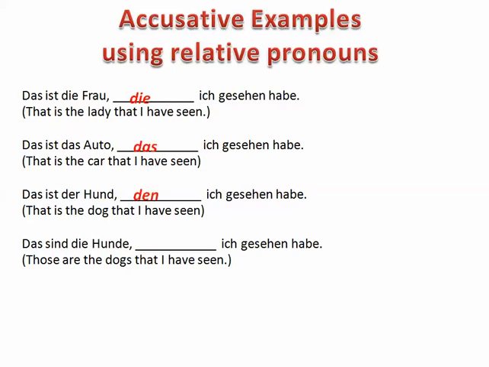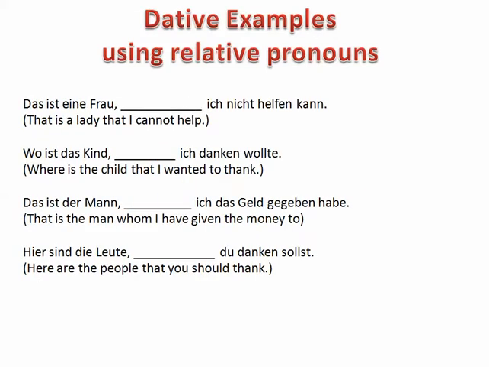And here's where you have to watch out with masculine nouns used as direct objects. So you want to watch that. And then for the plural, das sind die Hunde, die ich gesehen habe, that I have seen. Okay? Now we have the dative examples.